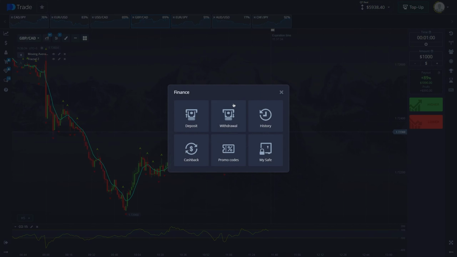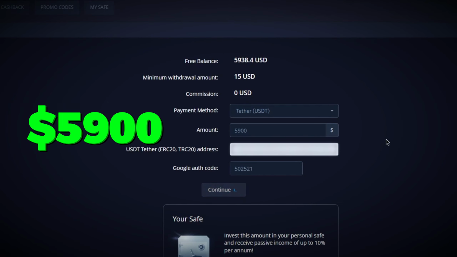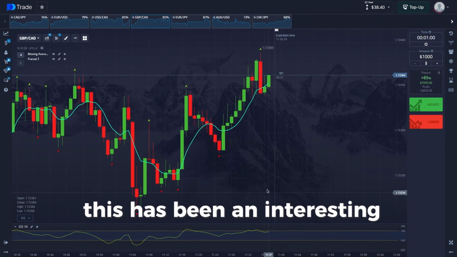Let's move on to the withdrawal process. Now we select the wallet, and the withdrawal amount will be $5,900. Our withdrawal is successfully being processed. This has been an interesting trading day.